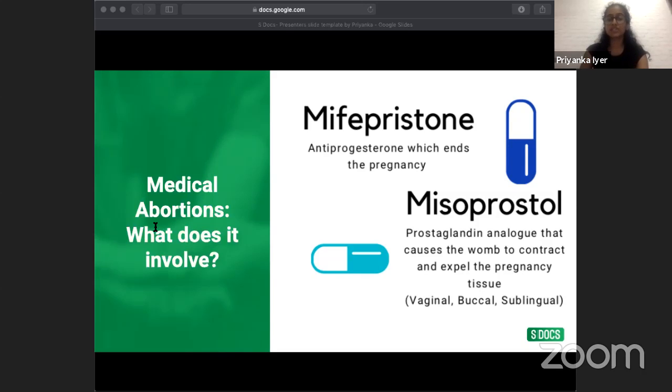So the second pill is usually taken 24 to 48 hours after the first. And there are a variety of ways, including vaginal, buccal, which is where you place the tablet between the gums and your cheek, and also sublingually, where it's placed underneath your tongue.